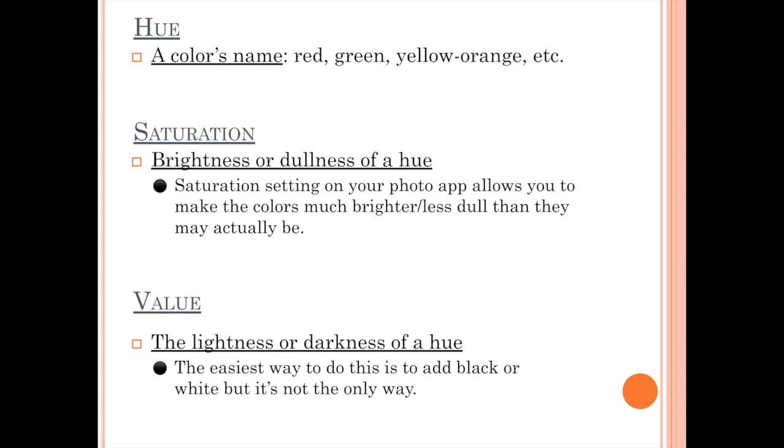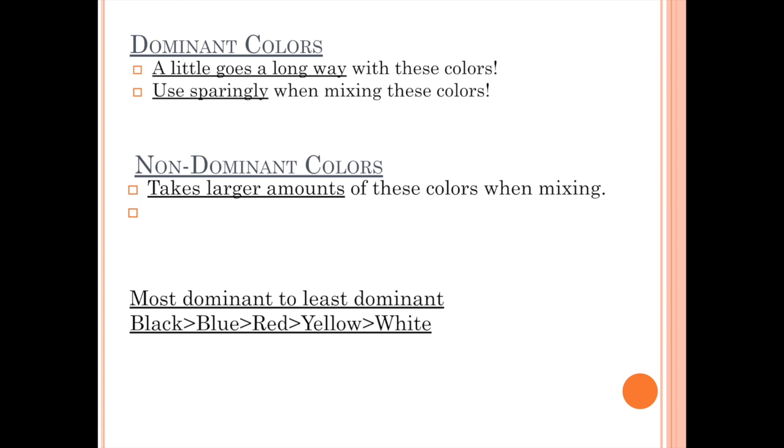Value is the last quality that a color can have, and this is how light or dark that hue can be. The easiest way to change the value of a hue is to add black or white, but it's not the only way. And we're going to learn about those other ways later.